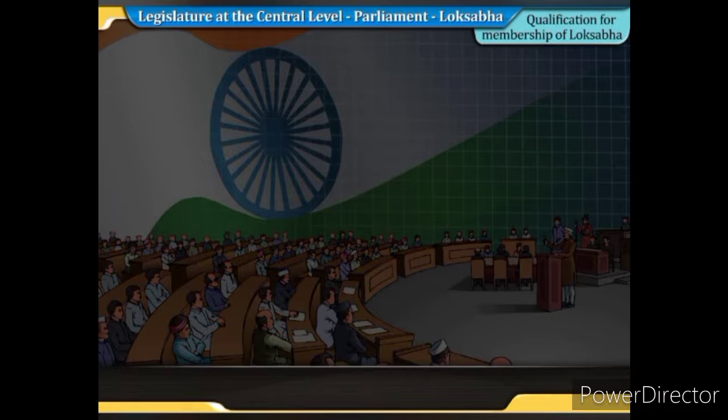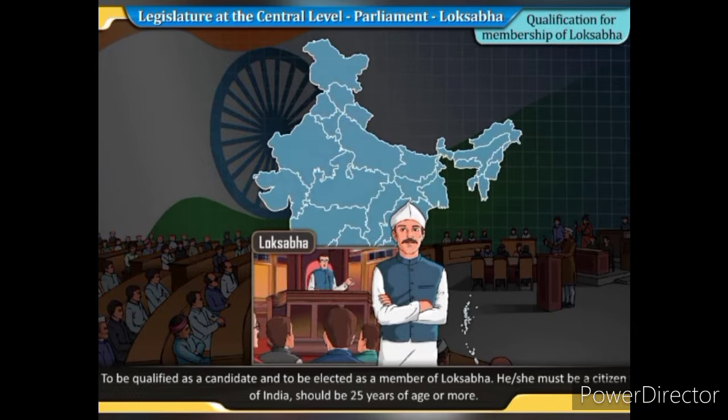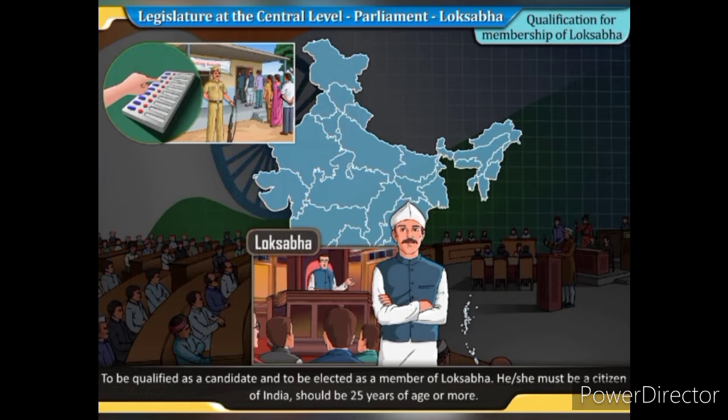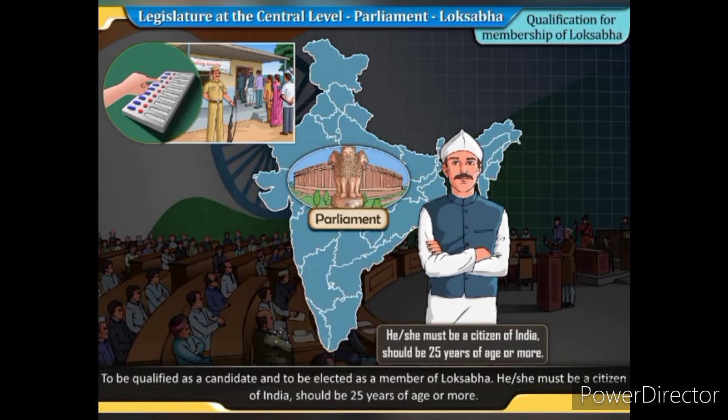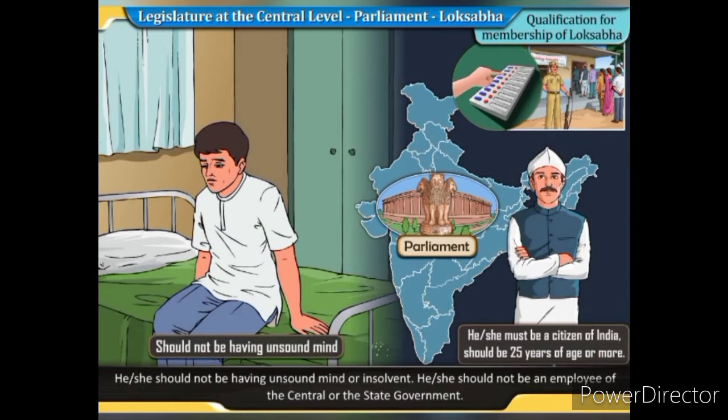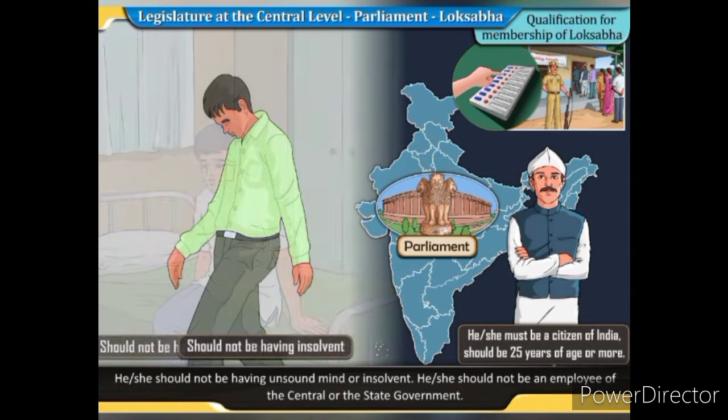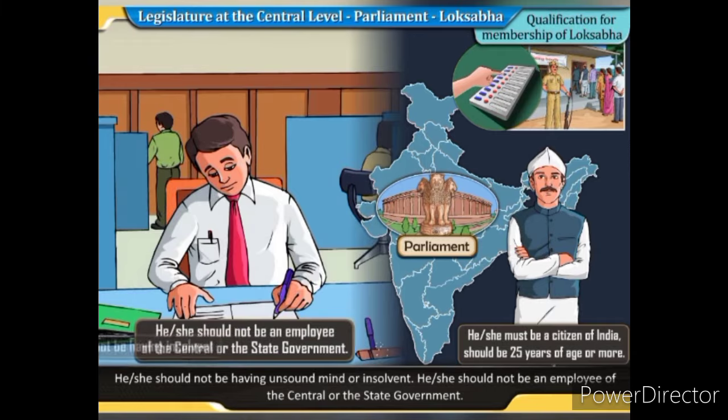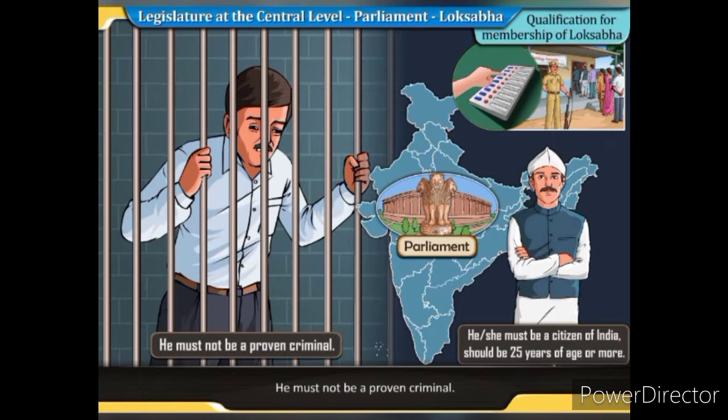Qualification for membership of Lok Sabha. To be qualified as a candidate and to be elected as a member of Lok Sabha, he or she must be a citizen of India and should be 25 years of age or more. He or she should not be of unsound mind or insolvent. He or she should not be an employee of the central or the state government. He must not be a proven criminal.